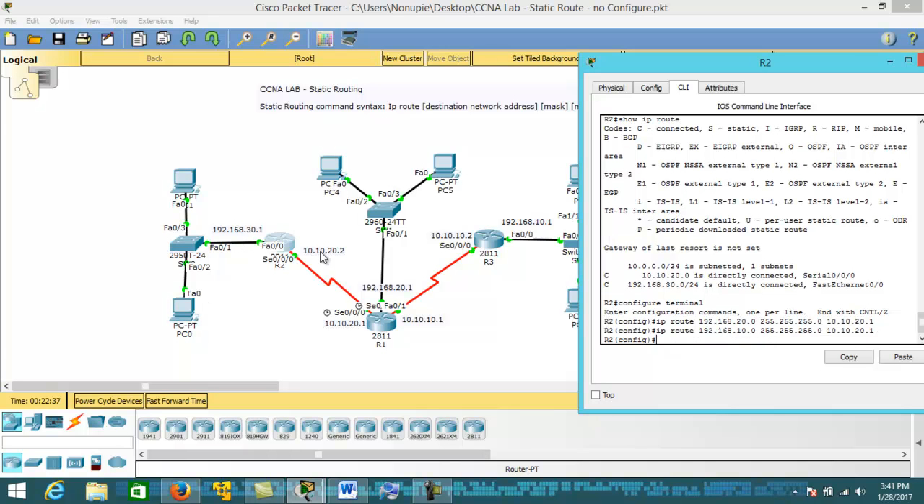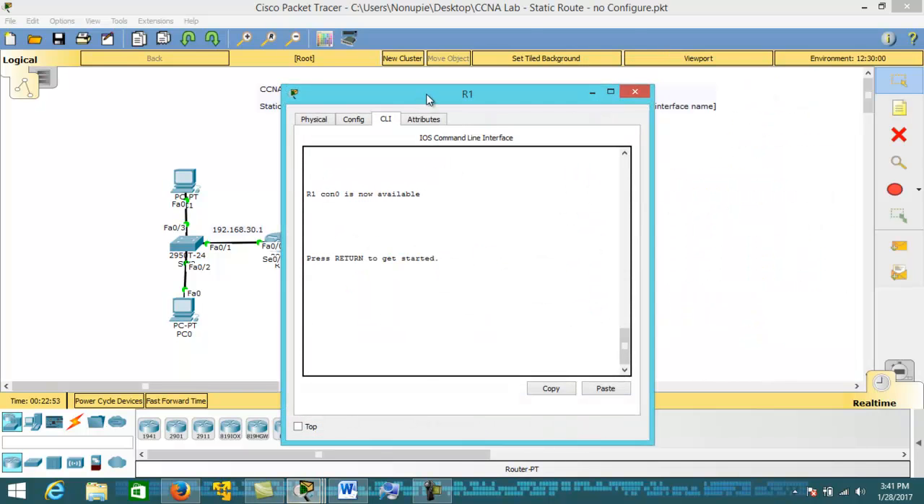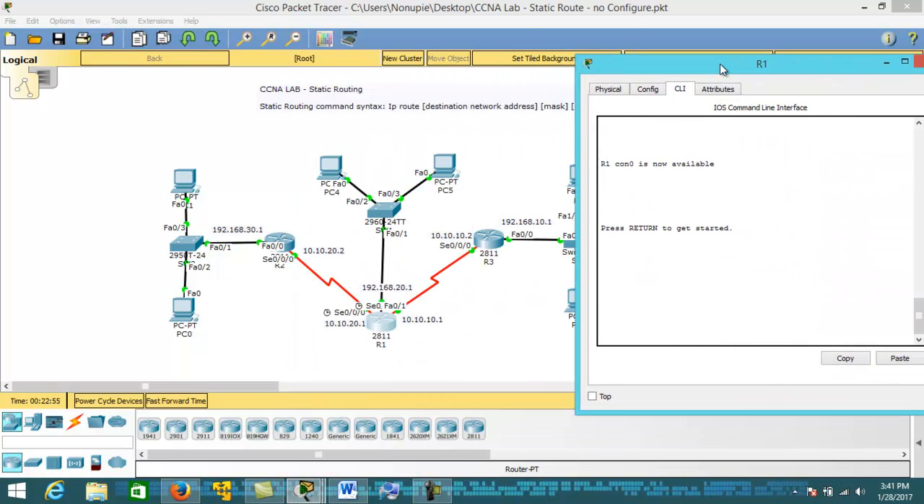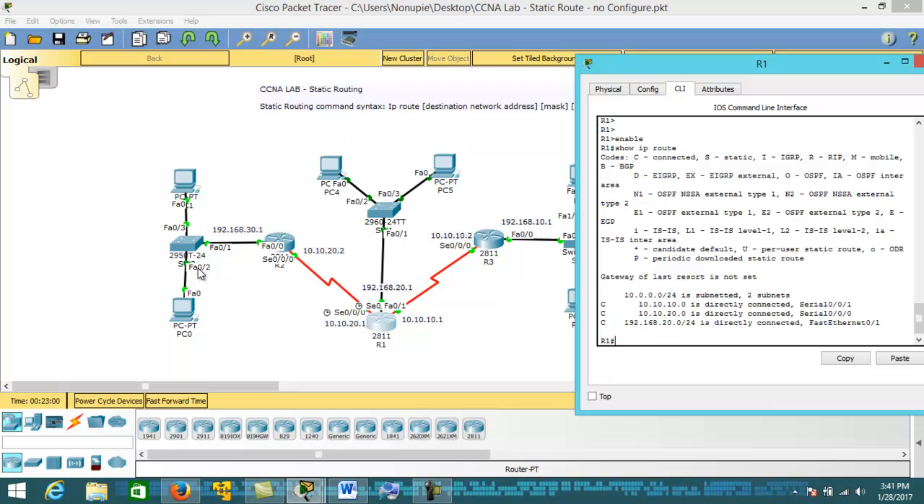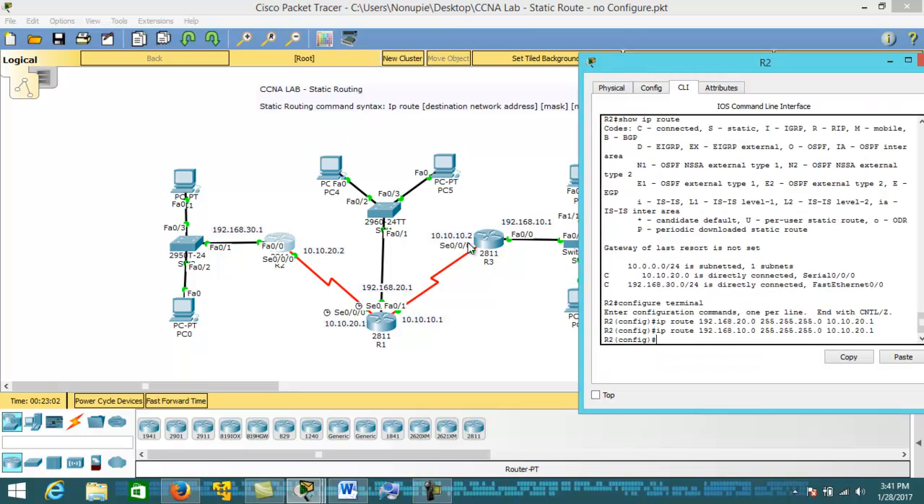Alright, so hit enter. So we are done, I think we are done, right? This network, yeah. So let's go to R1. Okay, so R1 also knows the route. Let me see the routing table of this.